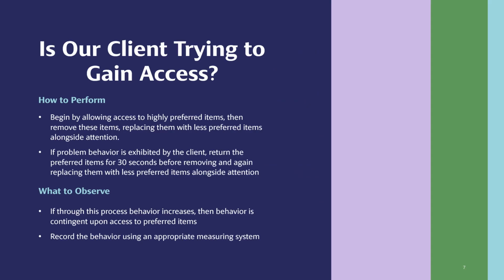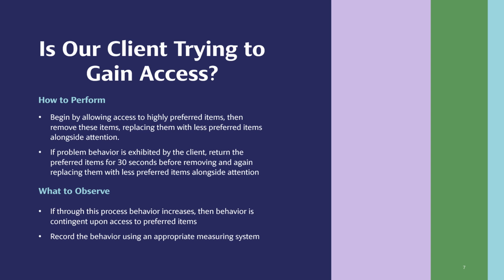Next, we're going to look at, is our client trying to gain access? So typically this access is to tangibles such as toys or other forms of preferred items, or edibles such as snacks that maybe they brought themselves or snacks that the clinic provides. So how are we going to perform this? We're going to begin by allowing access to these highly preferred items. We're going to let them play with them, and then we're going to remove these items and replace them with less preferred items alongside our attention. If the problem behavior is exhibited by the client, we're going to return the preferred items for around 30 seconds before removing and again replacing them with less preferred items alongside our attention.